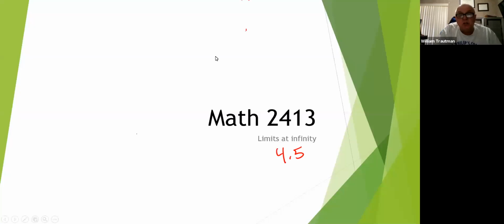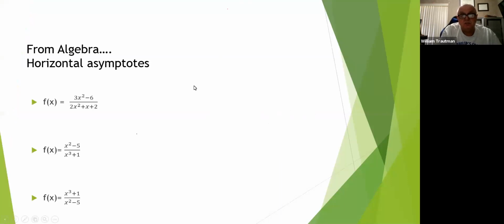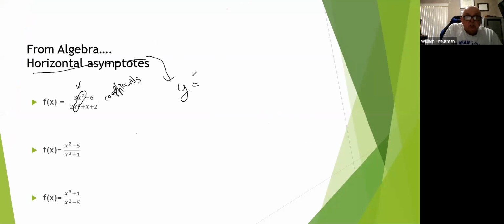All right. So this is section 4.5. On this problem, we want to find the horizontal asymptotes. If you remember from algebra, if the powers are the same, the horizontal asymptotes always start with y equals, by the way. The horizontal asymptotes are the coefficients. So the horizontal asymptote is 3 over 2, if the powers are the same.